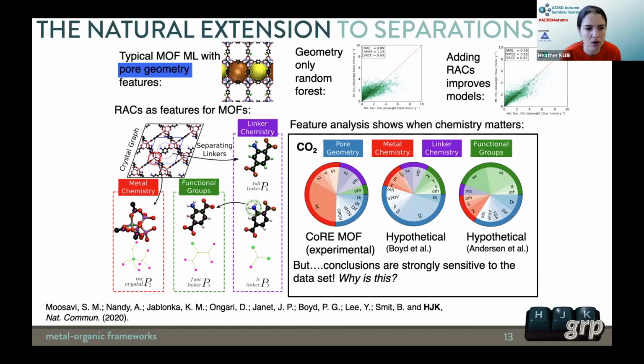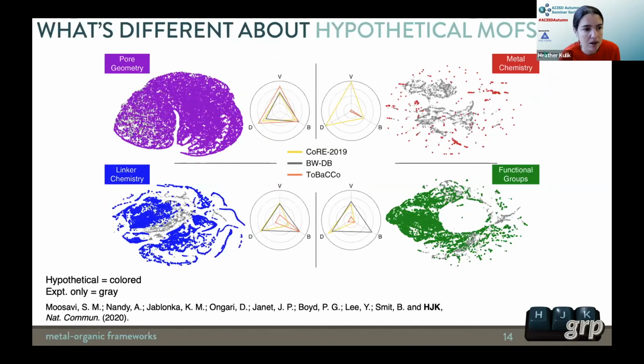And in particular, the core MOF experimental set tells us that what's going on at the metal SBU is really important for CO2 uptake, whereas these other hypothetical data sets seem to suggest it's a lot less important. So we wanted to know why. And so we broke down our MOFs into different domains, including the pore geometry, linker chemistry, metal, and functional groups.